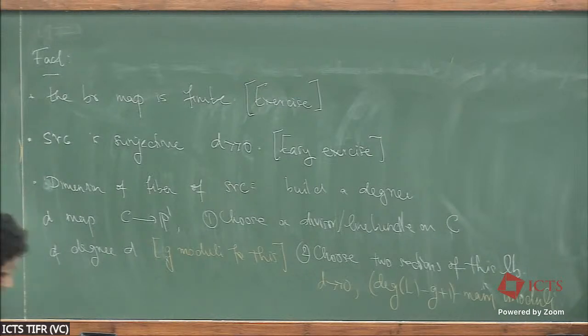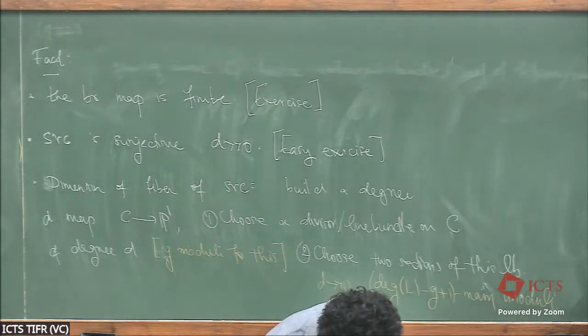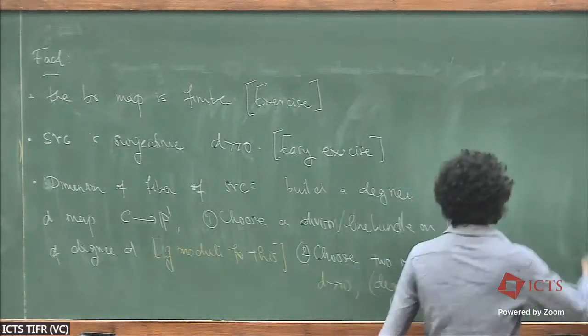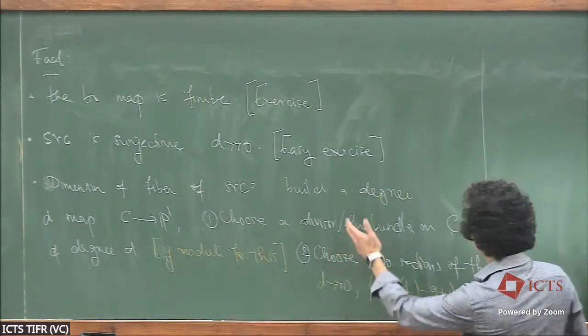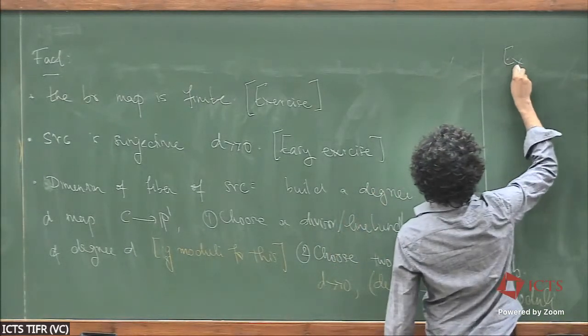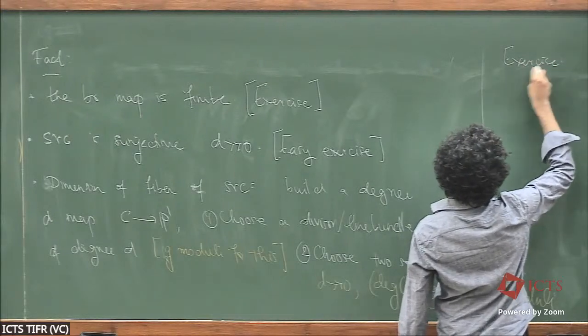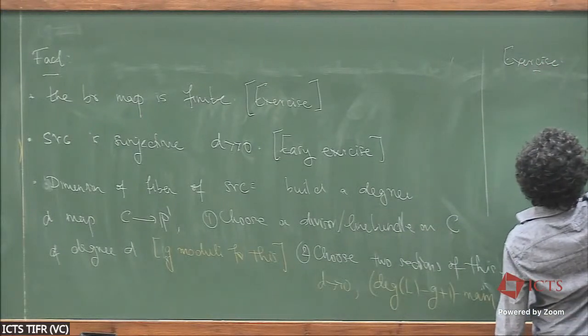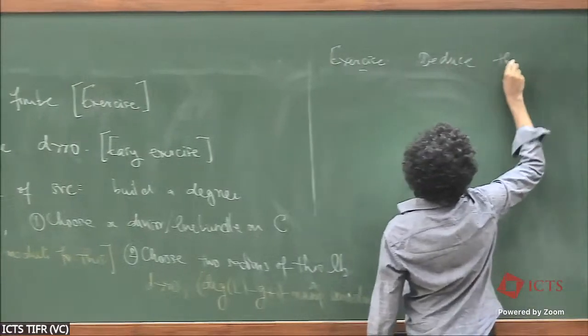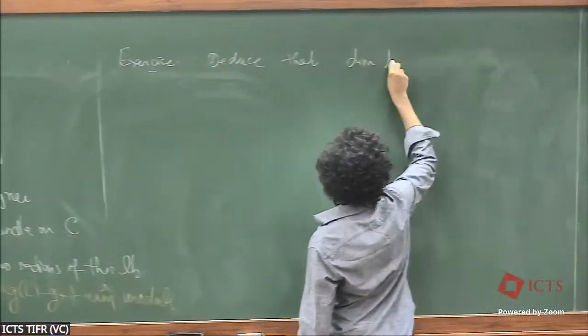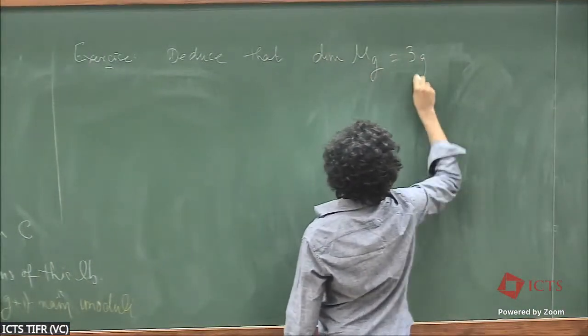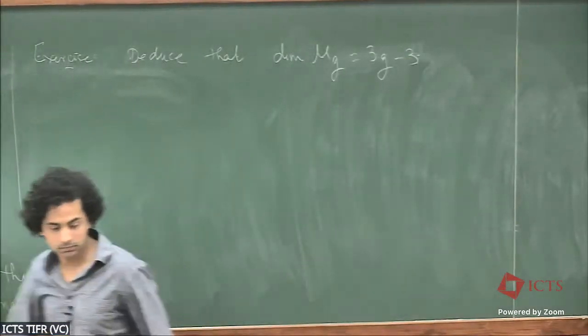Okay. And so there are some numbers here, and actually, okay, so the exercise is to do the arithmetic. So deduce from this that the dimension of Mg is 3g minus 3. Okay?